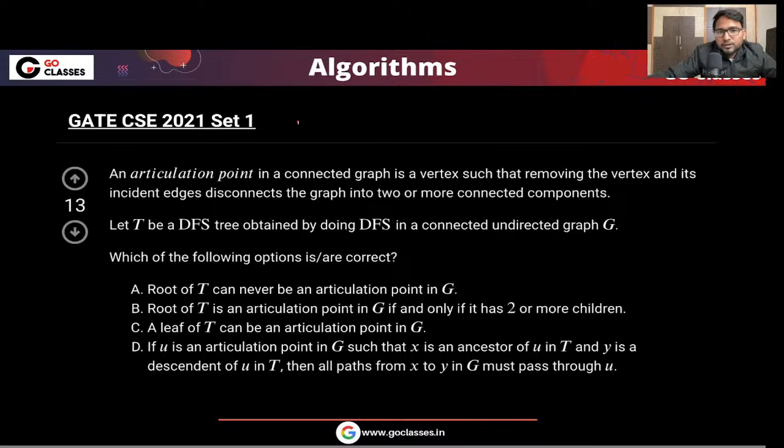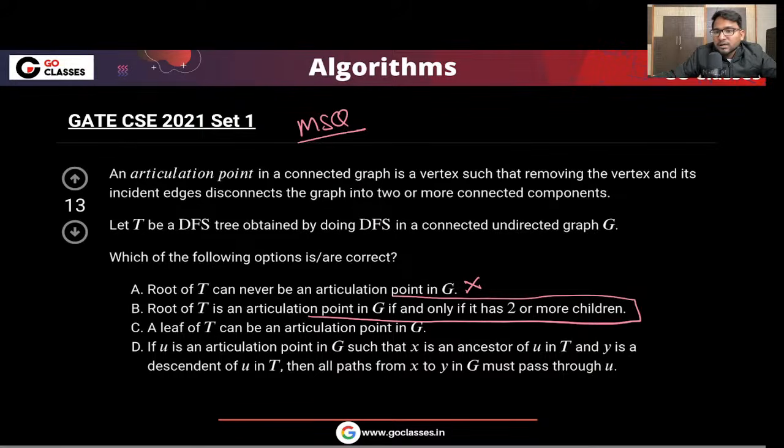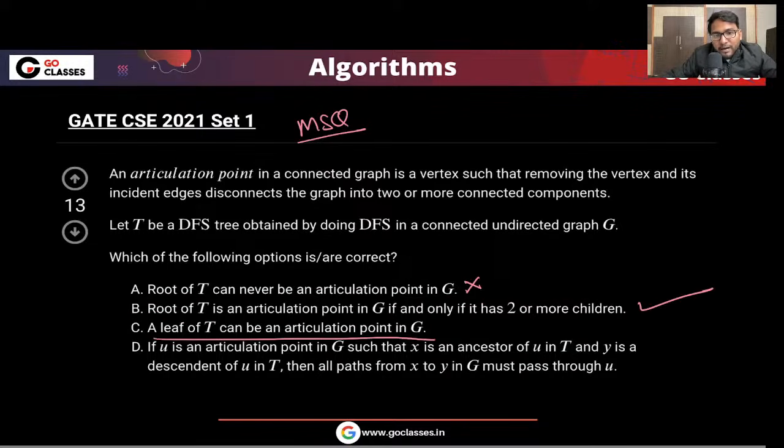Let's suppose this is an MSQ. So no, it can be, right? Root of T is an articulation point in G if and only if it has 2 or more children. Yes, that is true, right? A leaf of T can be an articulation point? No, it cannot be. A leaf can never be. Next, if u is an articulation point, that's what we have already seen actually.